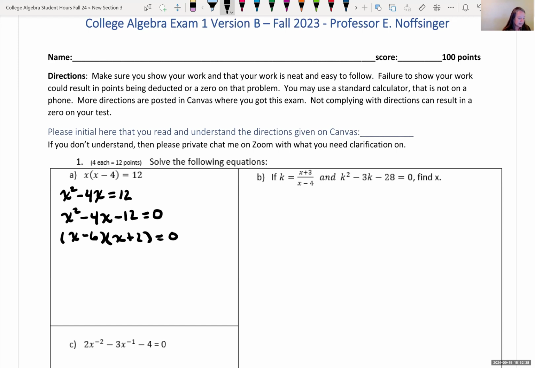So we can factor this as the quantity x minus 6 times the quantity x plus 2, that's equal to 0. Set each factor, x minus 6 equal to 0 and x plus 2 equal to 0, and solve. We get x is equal to 6 and x is equal to negative 2.